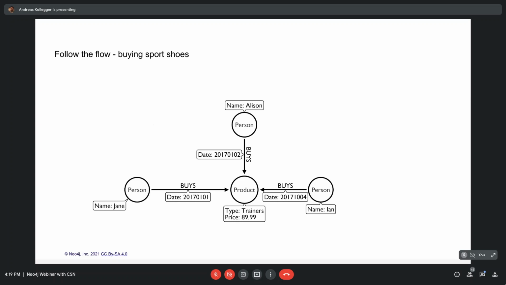And this is a very small graph and very easy to understand, right? So this person whose name is Jane bought this product, which is of type trainers, for the price $89.99.